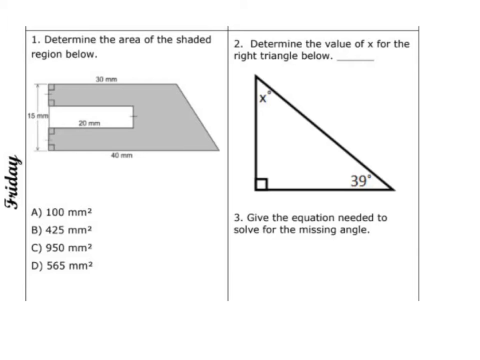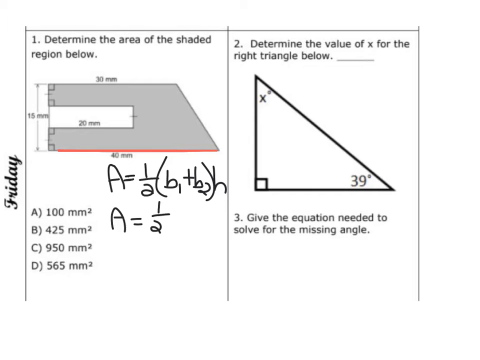Trapezoid. And in order for us to find the area of a trapezoid, you need the formula A equals half of base 1 plus base 2 times the height. So what would be base 1? It's 40. Could it be 30? Yeah, it could be 30. It doesn't matter which one is base 1, as long as you know that the bases are parallel to each other. So base 1 is 40.